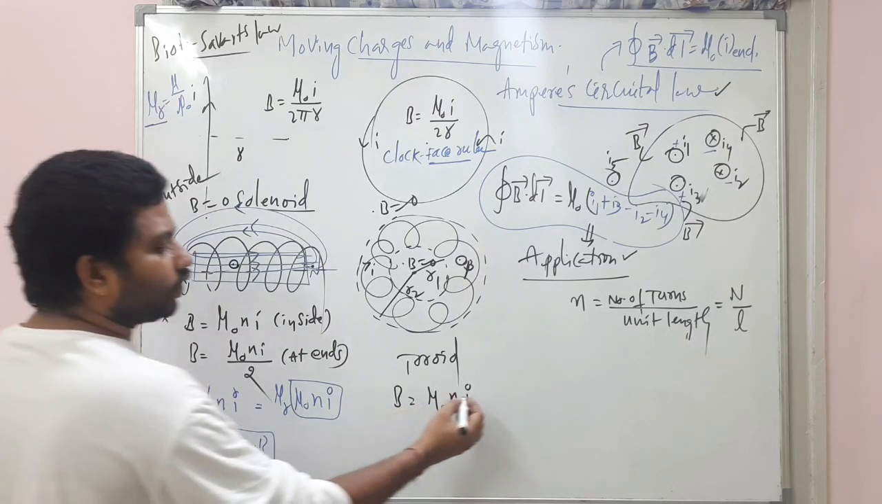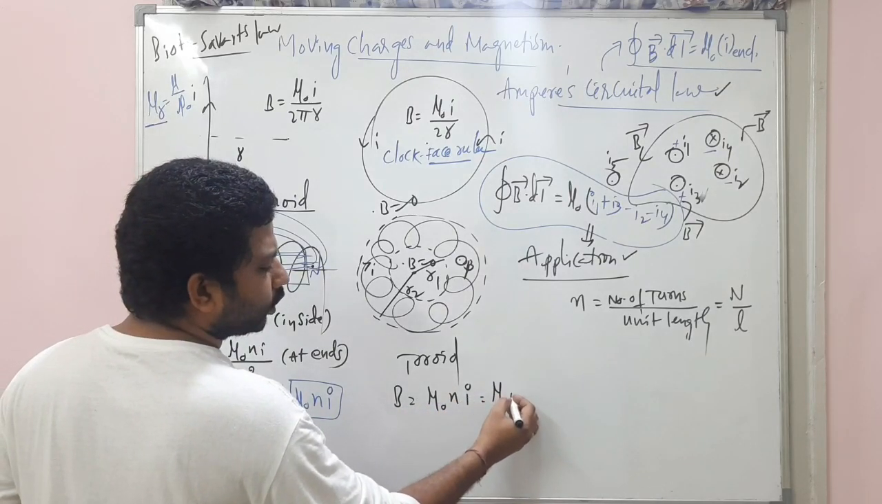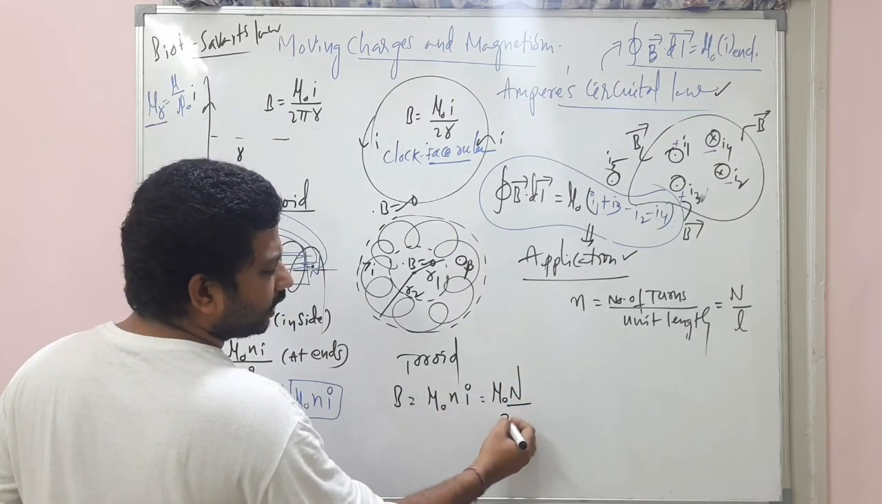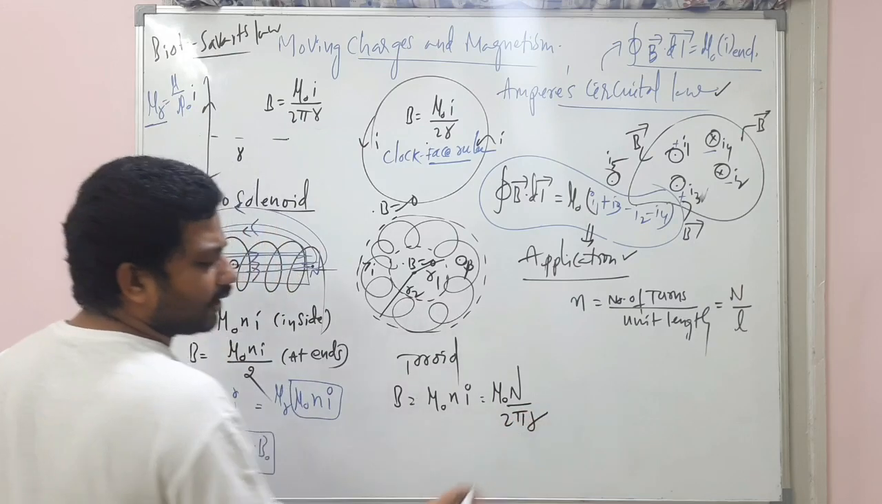Right? And this we can also write as mu naught into the number of turns per unit length, it's 2 pi into r.